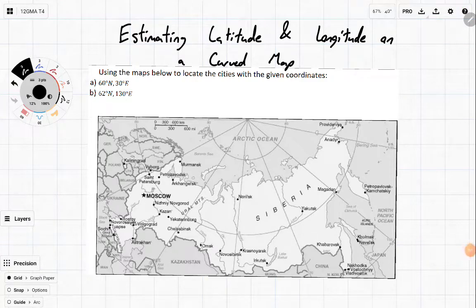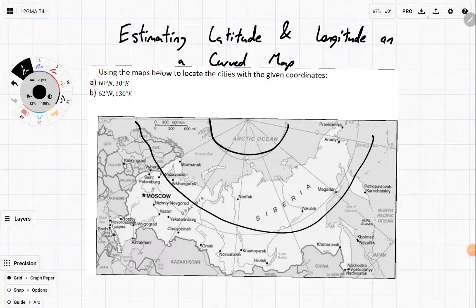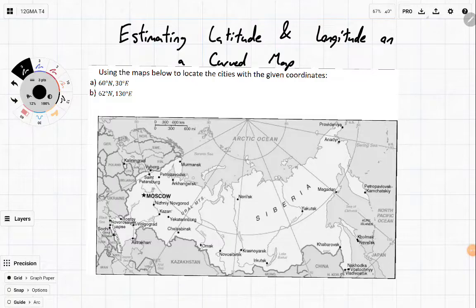Alrighty, so today we're going to be having a look at estimating on a curved map, and we're going to be using Russia as our little example here. So this is a map of Russia. I think it's an older map, so there's probably some incorrect place names and stuff like that. But regardless, we can see that it's got these curved circle markings going this way, and it's got these straight line markings going this way. Why is this? It's because Russia is located quite close to the North Pole.